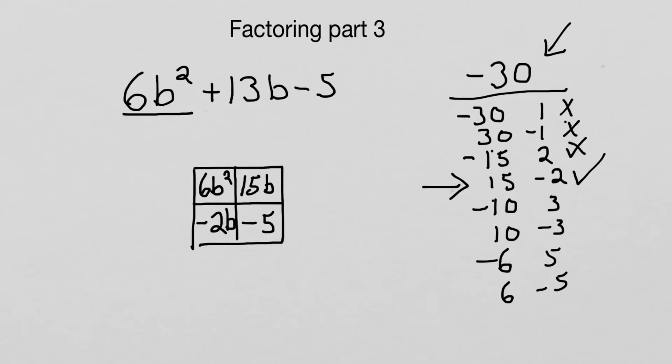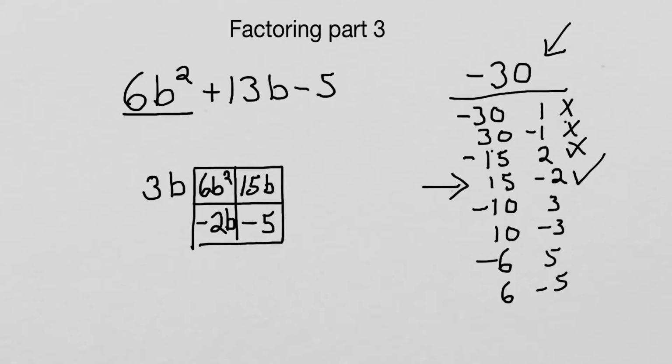All right. Now, this is where it gets a little tricky. I look at this, and I'm going to do the upper row, 6b squared and 15b. I want to find the greatest common factor. 6 and 15, the largest number that I can factor out is going to be a 3. And both of them have a b. I can factor a b out of both of them.